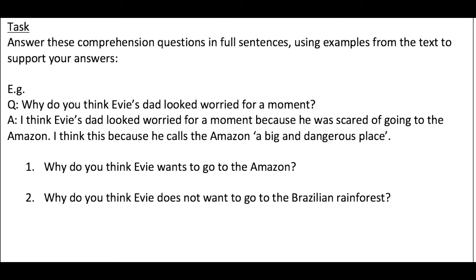And now, using full sentences, answer these 2 questions. You can see I've left my example up there for you to have a look at if you need help. But your 2 questions are, why do you think Evie wants to go to the Amazon? So have a look. Does she explain why? Does she give any hints as to why? And the second question is, why do you think Evie does not want to go to the Brazilian rainforest? So pause the screen now so you can answer those questions.